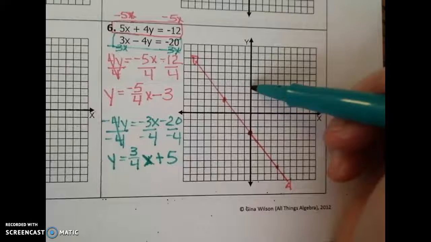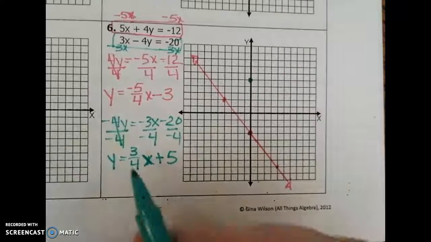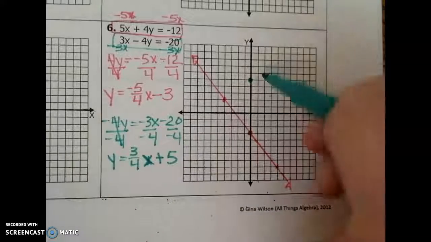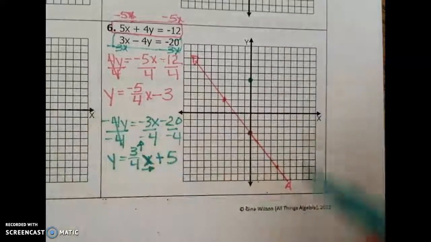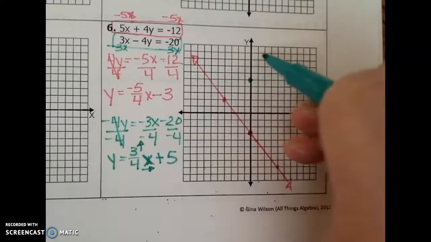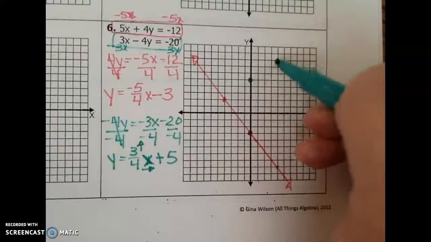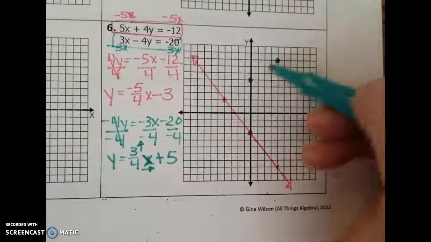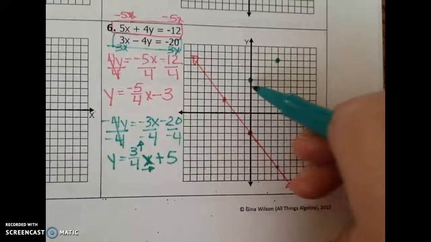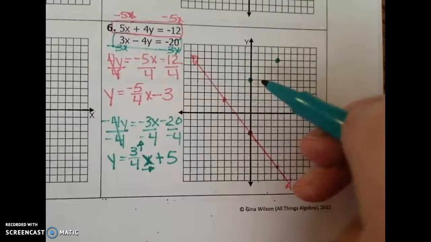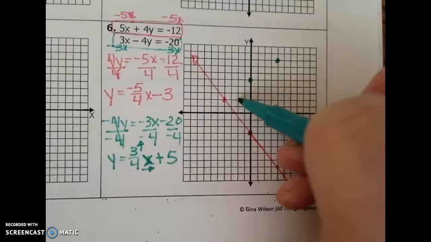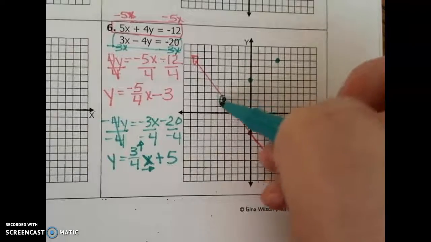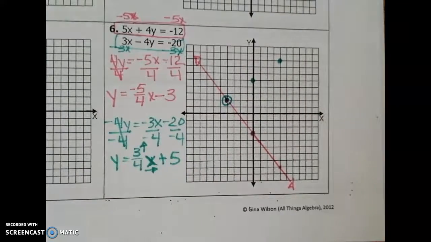1, 2, 3, 4, 5. And my slope is a positive 3 over 4. So that means go up 3 and right 4. 1, 2, 3. 1, 2, 3, 4. Now I'm going away from my line, so I'm not going to keep going up and right. I'm going to do just the opposite and go down and left. So I'm going to go down 3, 1, 2, 3, and left 4. 1, 2, 3. Right there, that's going to be our solution.